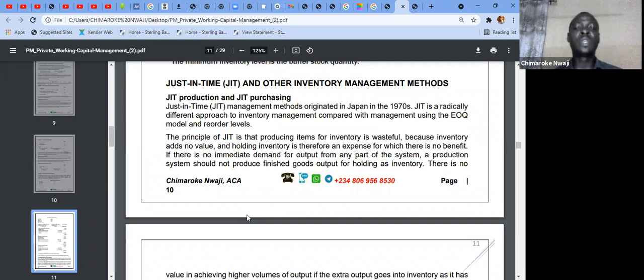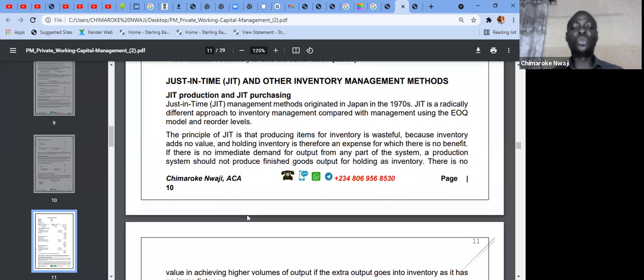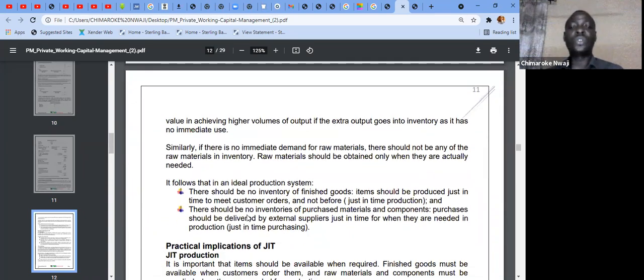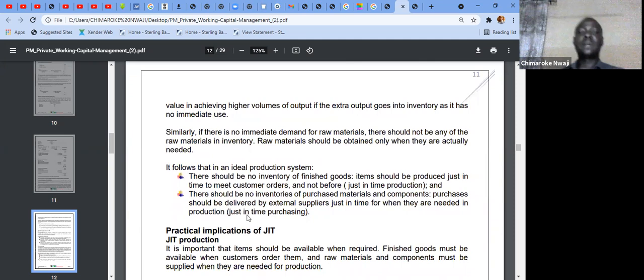So there is no need to hold stock. That is what is being said. And so look at some of the things they propose here, that in an ideal production system, there should be no inventory of finished goods. Items should be produced just in time to meet customers' orders and not before.